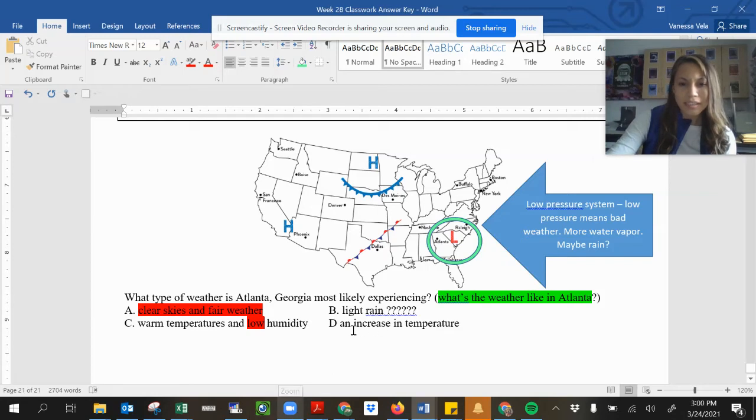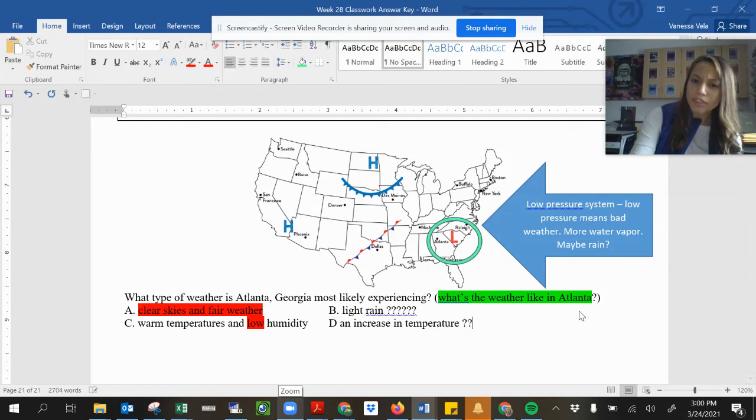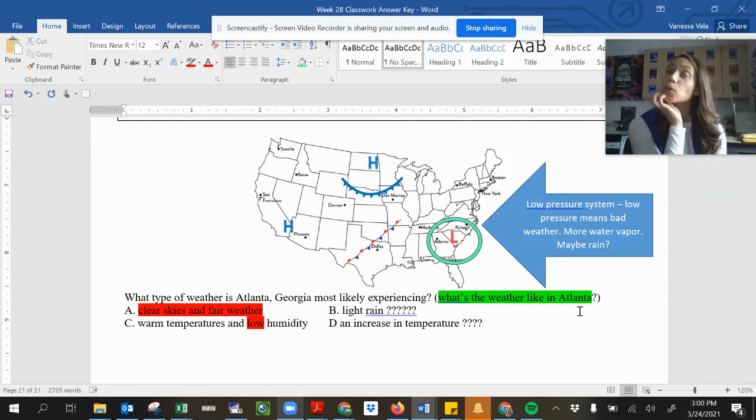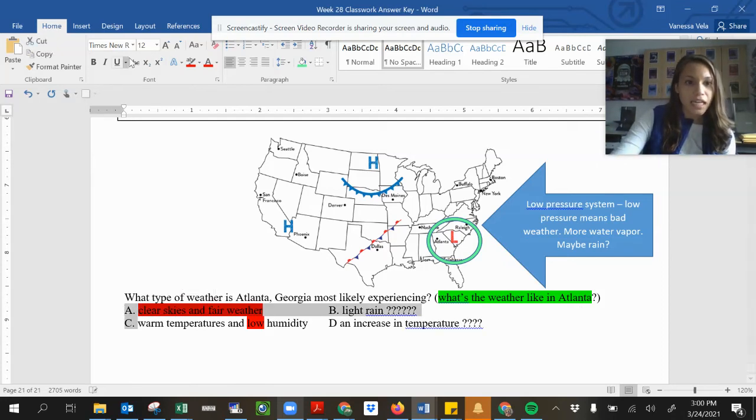An increase in temperature, possibly. Low pressure systems, yeah, because I know a high pressure system means cool weather. So a low pressure system might have that happen. Okay, so now we eliminated 2. It's obviously not A, nor is it C. So we're left with two answer choices. Is it B or is it D?